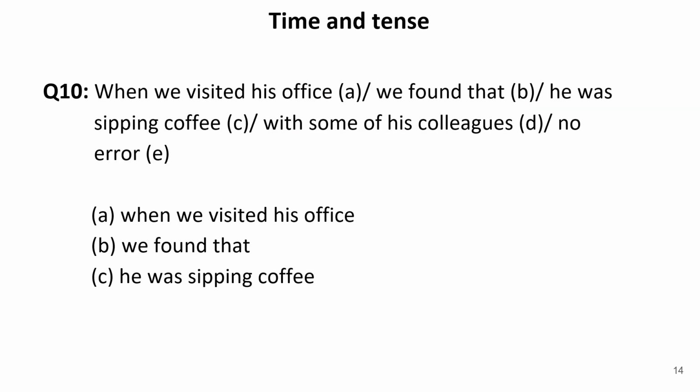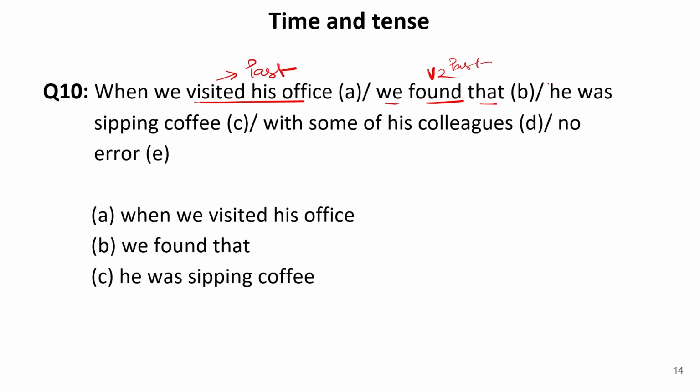When we visited his office, we found that he was sipping coffee with some of his colleagues. Now let us see the sentence part-wise. When we visited his office, this shows that the sentence is in past tense. Now the B part, we found that. Visited is in past tense, the verb second form. Again, found is in past tense, the verb second form.